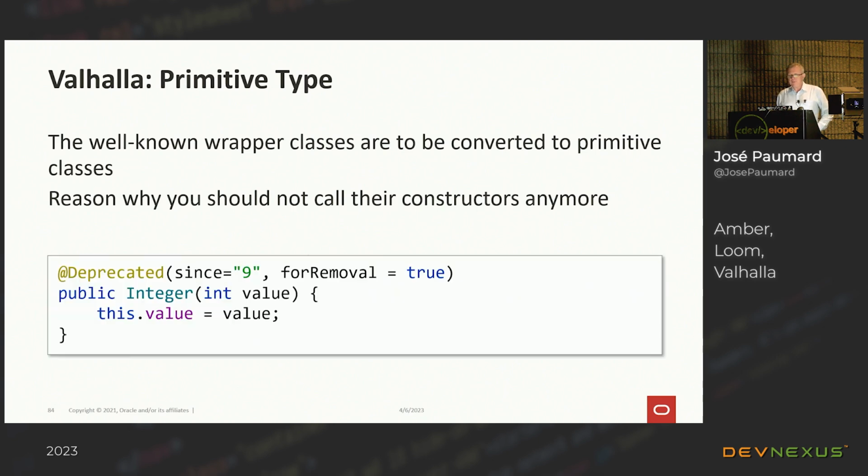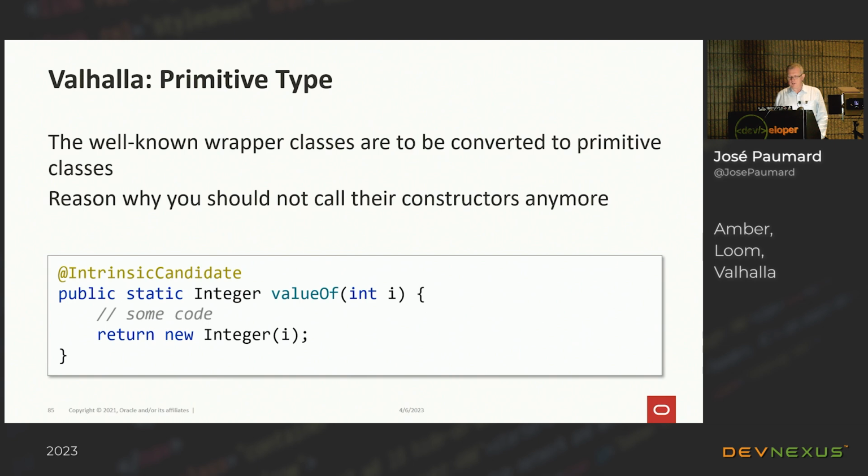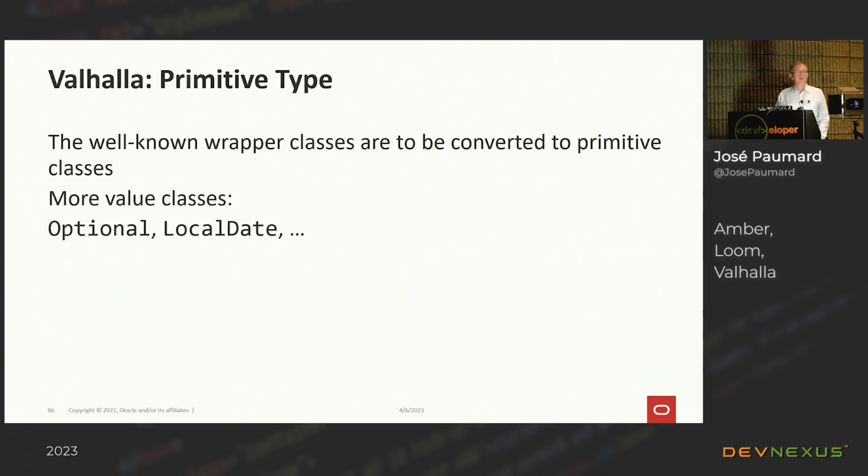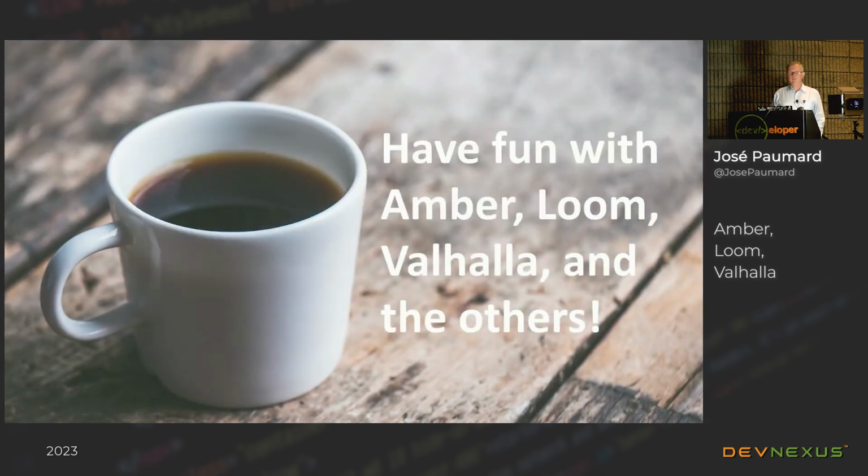And that's it. There are several things you need to be aware of. This constructor has been deprecated for removal, and when Valhalla makes it as a final feature, it will be removed from the API. Okay, so stop calling that. The drop-in replacement is the valueOf method. And as for the primitive types, there are many places where they will be used, like Optional, LocalDate, Duration, LocalTime, all this good stuff. Okay? And I think we are out of time, so sorry for that. All this is great. Thank you.